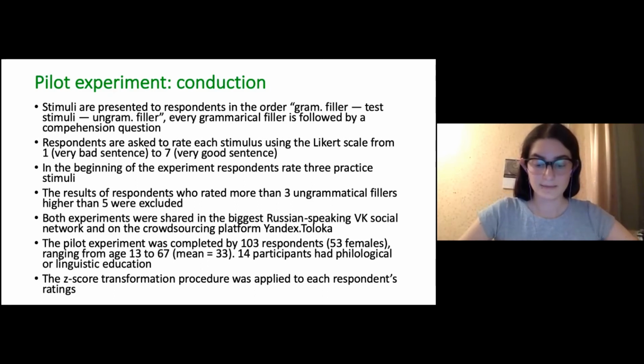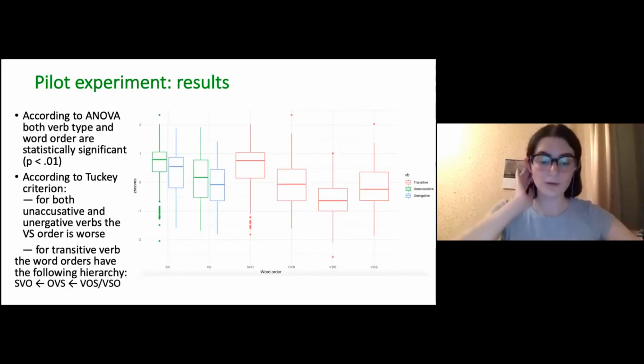After this, the Z-score transformation procedure was applied to each respondent's rating. The pilot experiment was completed by 103 Russian native speakers. The results that we obtained are the following. Both verb type and word order are statistically significant factors, and every non-basic word order is significantly worse than the basic SVO, even the second most often, OVS, that we'll have to use in our main experiment. So these results can serve as a baseline for our main experiment too.